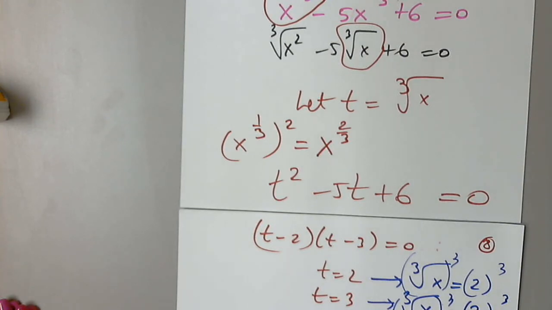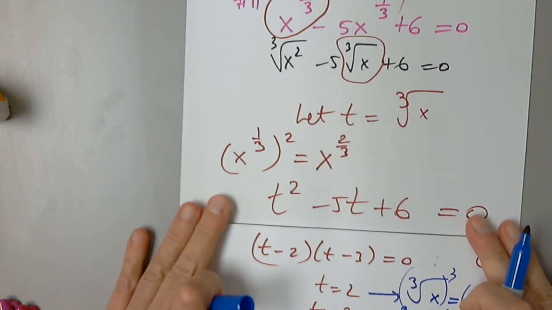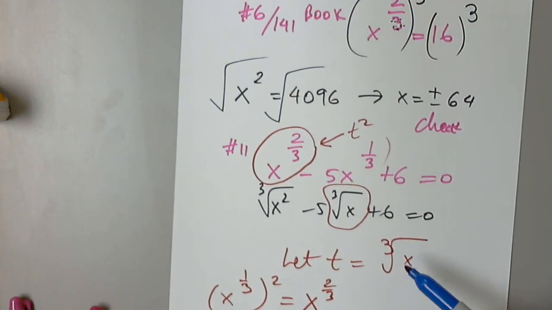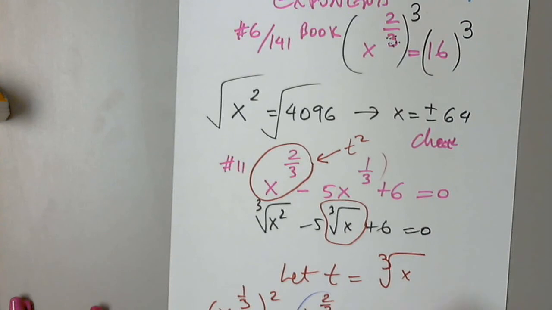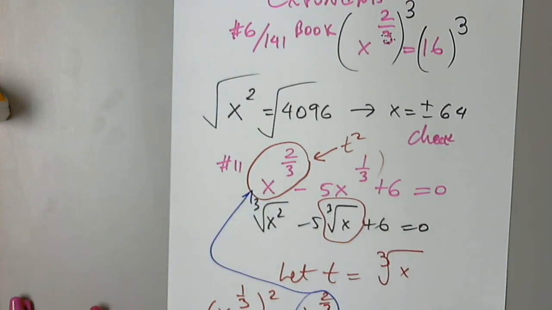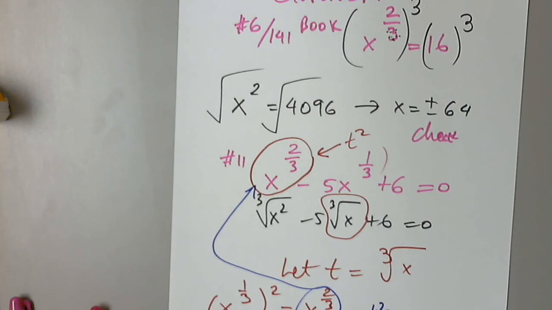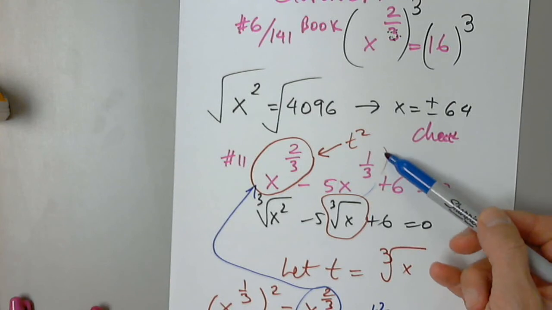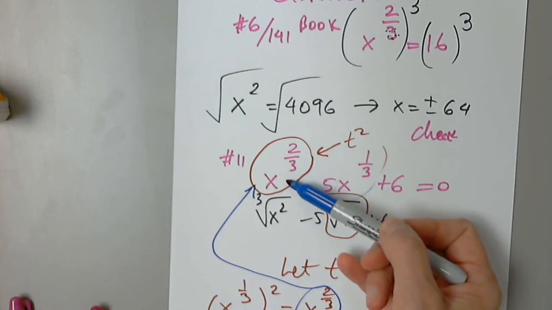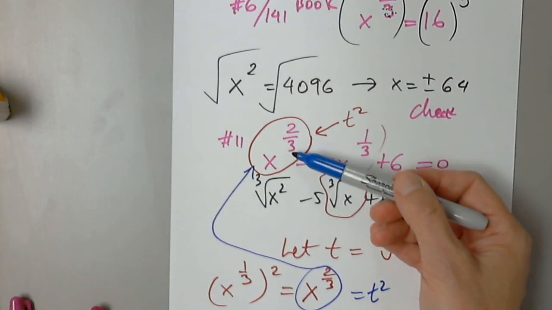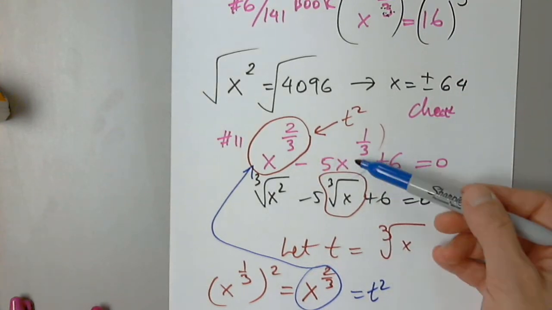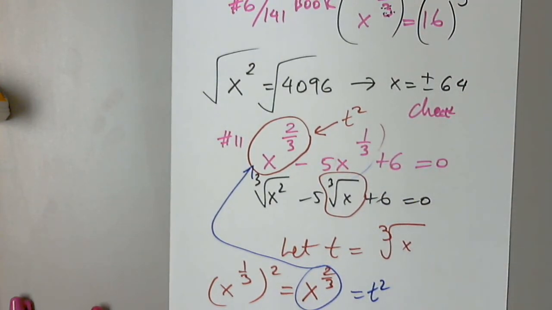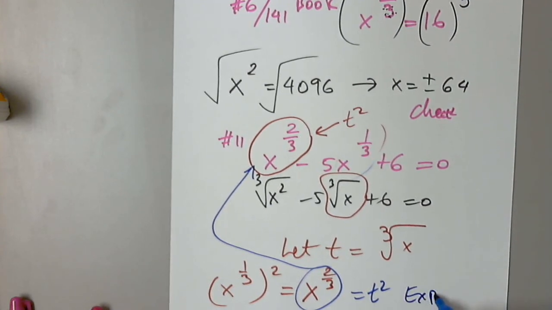Hold on, wait 1 second. Why did we square only x to the 1/3? I'm so confused. I just wanted to prove to you that when we square this, we get that. So therefore, it's legitimate to replace this quantity by t squared, this quantity by t, and then 6, and then 0. This was just an explanation.